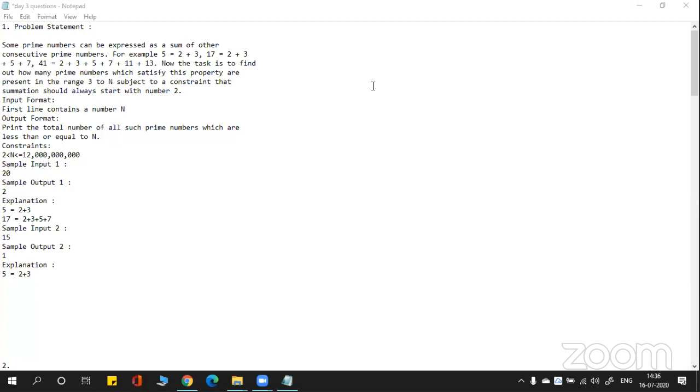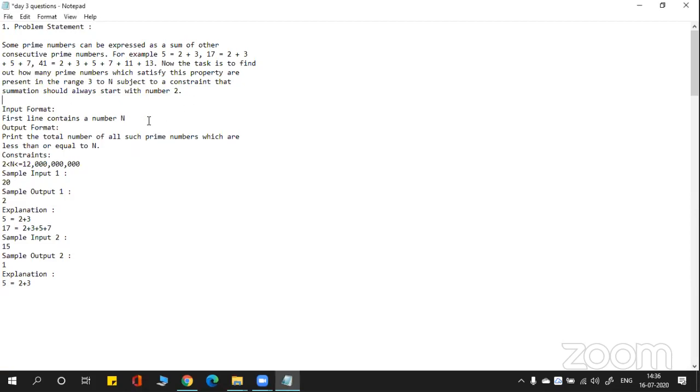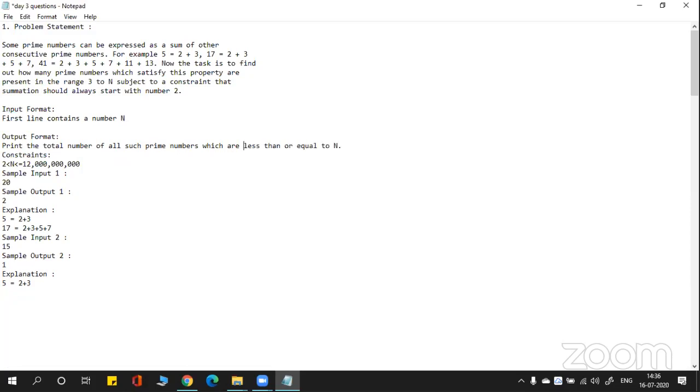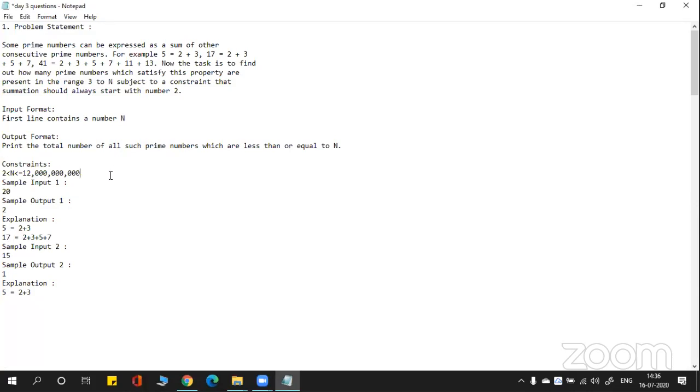Now the task is to find out how many prime numbers which satisfy this property are present in the range from 3 to n, subject to the constraint that the summation should always start with the number 2. They gave an input format: the first line contains a number n. The output format is to print the total number of all such prime numbers which are less than or equal to n. They also gave constraints on how large the number can be.